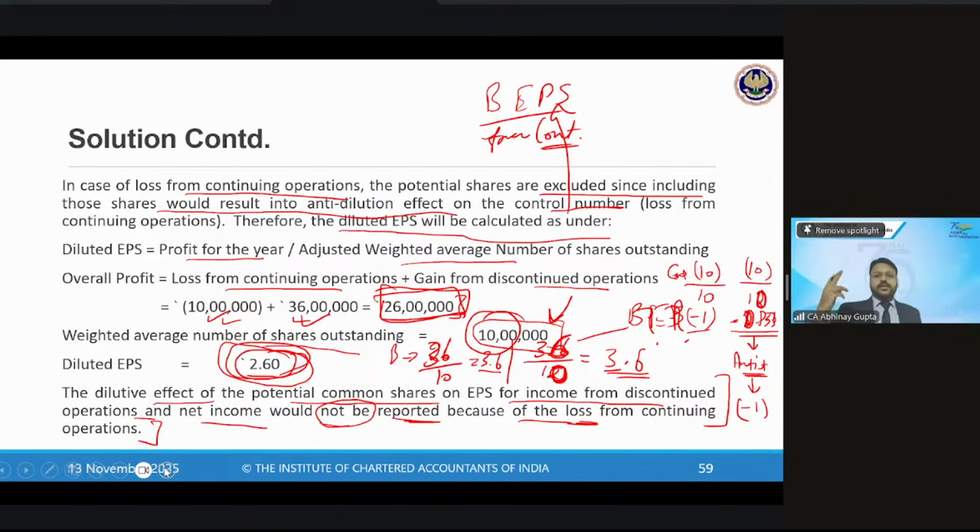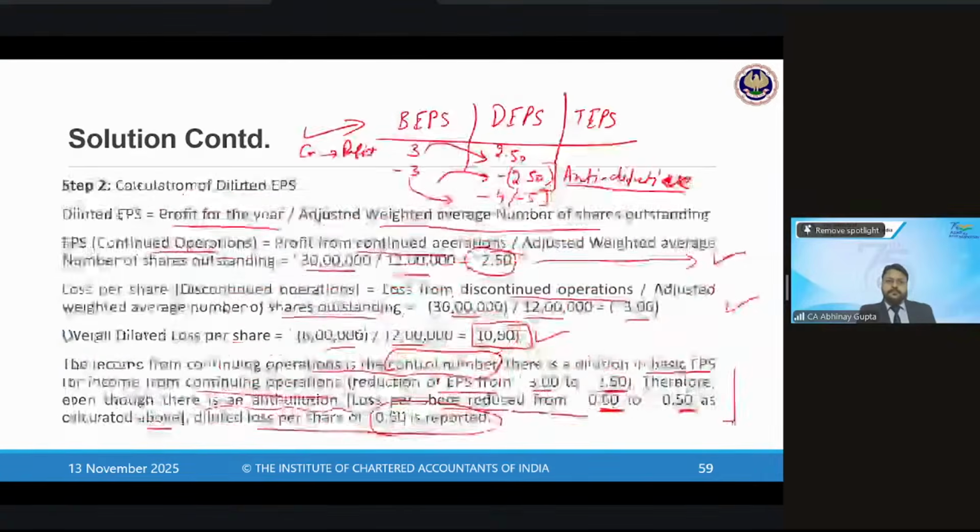So the standard says if the company has loss from continuing operations, it needs to present only what? What needs to be presented in that case? Continuing operations, basic and diluted earning per share, right? So it is not required to present the discontinued operations in that case separately, right? In the notes, it can explain why it is so, why it is anti-dilutive, right? So that's what the standard is asking. Clear?